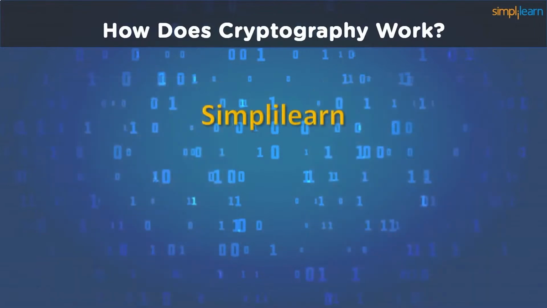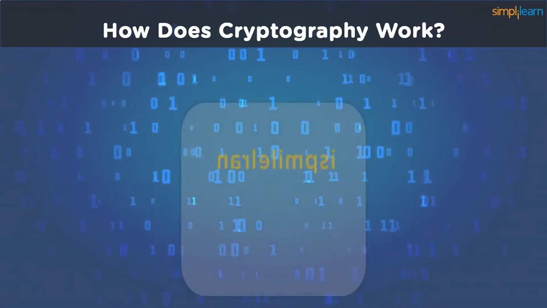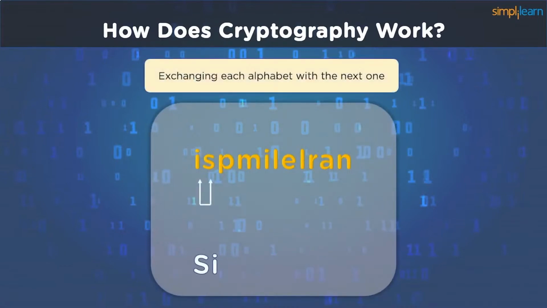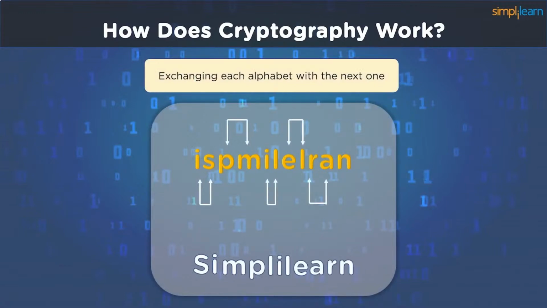For example, when Simply Learn is jumbled up or changed in any format, not many people can guess the original word by looking at the encrypted text. The only ones who can are the people who know how to decrypt the coded word, thereby reversing the process of encryption.